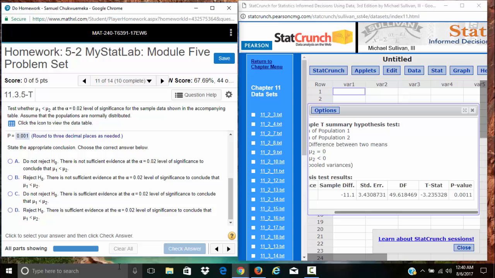Now, anytime you reject the null, you say there is sufficient evidence to support the test. If you do not reject the null, that means there is not sufficient evidence to support the test. So you look at B and D. For D, reject the null, there is sufficient evidence at the 2% level of significance to support that mu1 is less than mu2. Okay, so that's it.